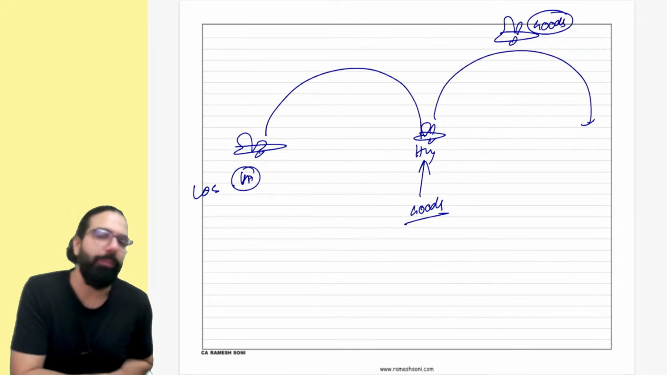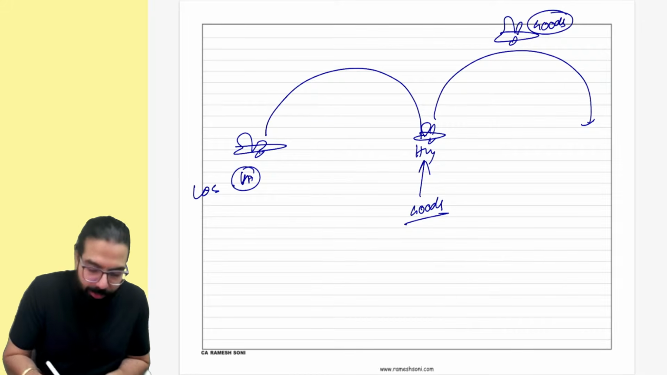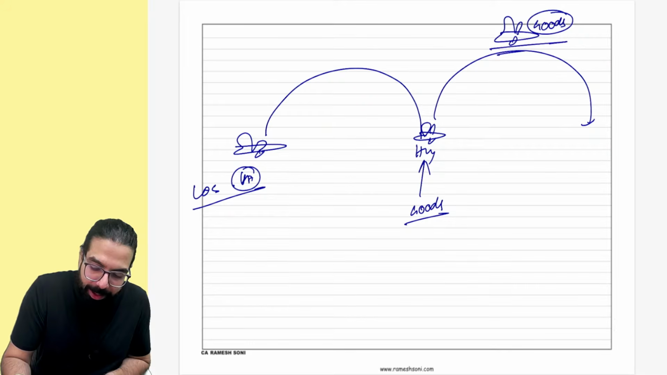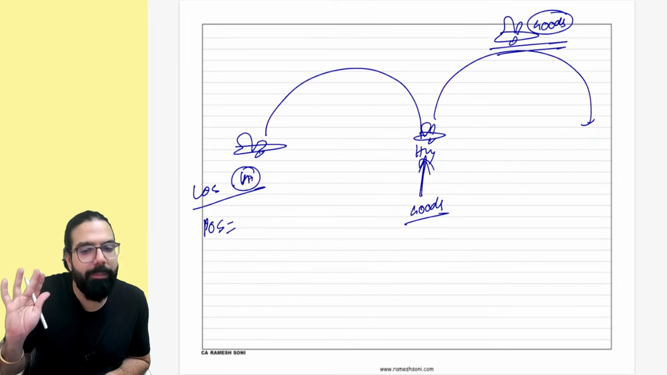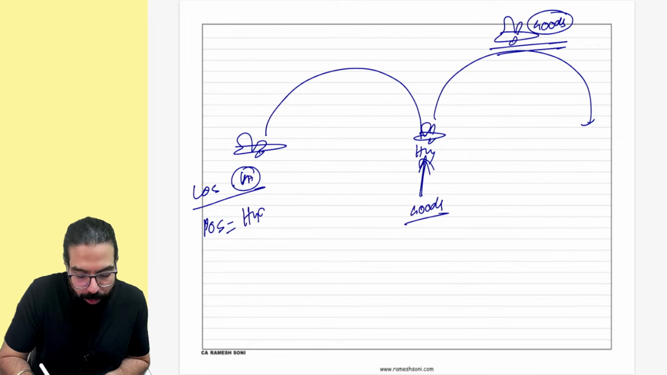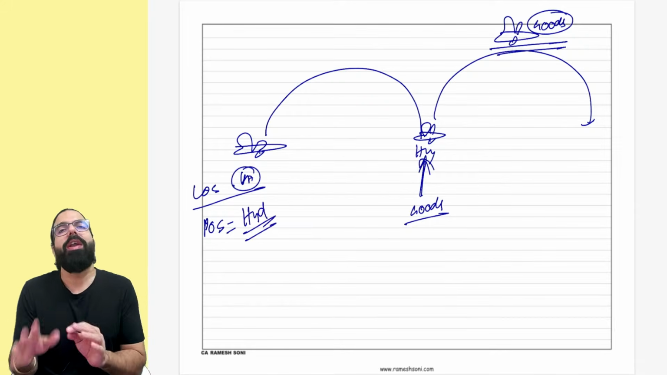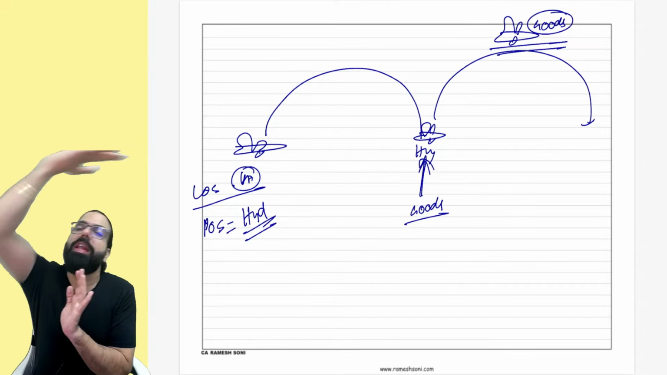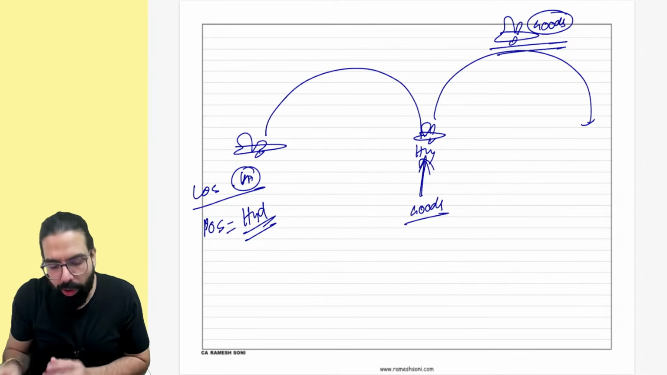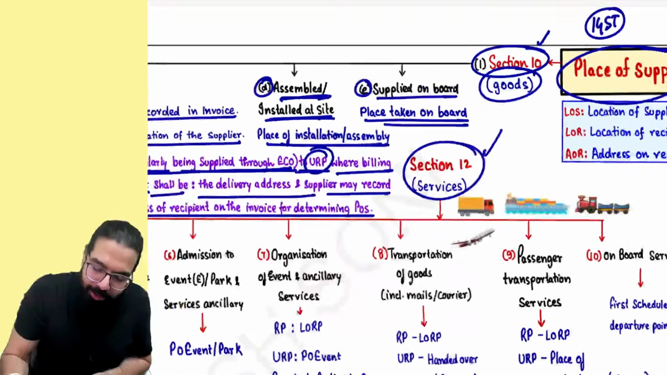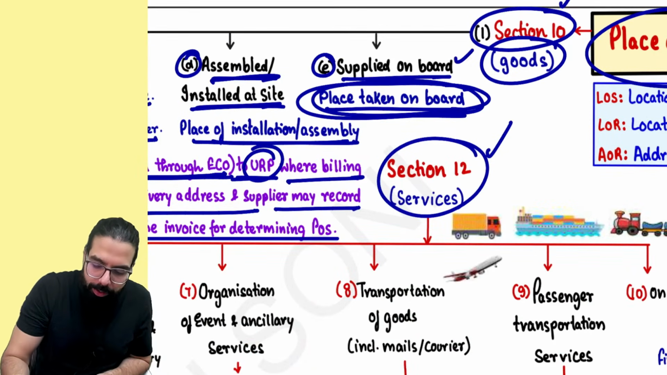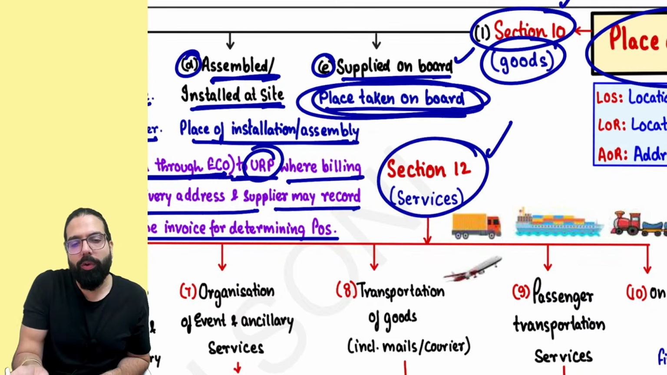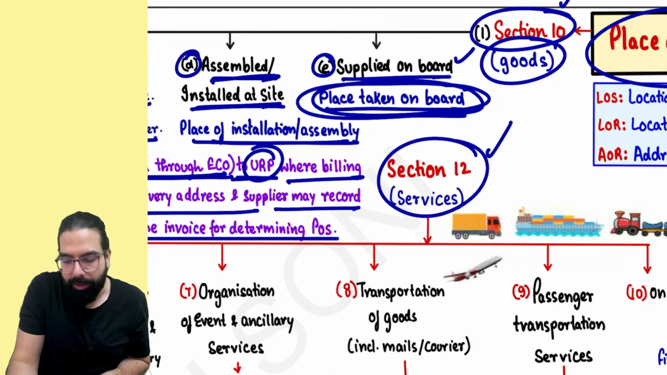Let me check. No. In this scenario, the location of supply is Karnataka. The place of supply is not the air. Now, the place of supply will be where the goods were loaded. That is deemed as the place of supply. That is Hyderabad over here. That's all they have gone ahead and told. When goods are sold in the air, always remember one thing: the place of supply is where the goods were loaded, where the goods were taken on board. Okay, sir, this point is clear.